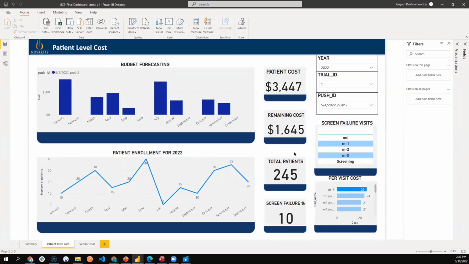So in this way, the project managers are able to look at different metrics across various pushes and also look at the recomputed budget. So this helps them to track the budget and the trial very efficiently.